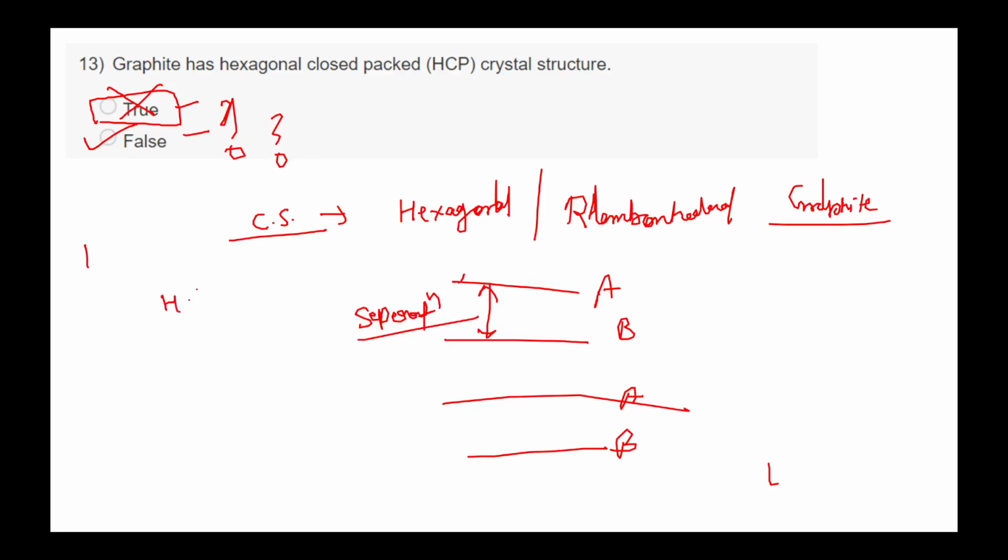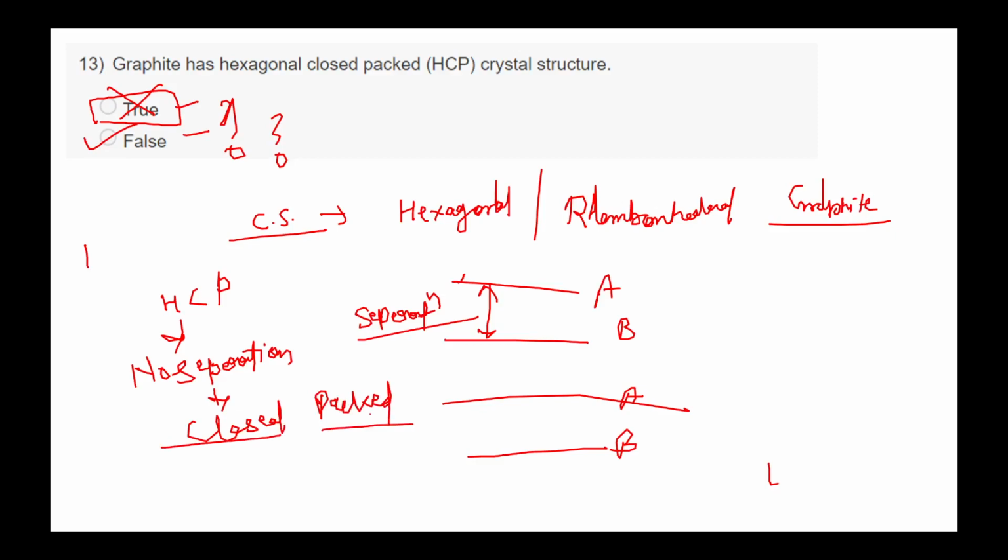But in HCP you will have no separation. Why no separation? Because it is close-packed. So it is not HCP. It has some separation there, so it is hexagonal but not close-packed. So now it is clear.